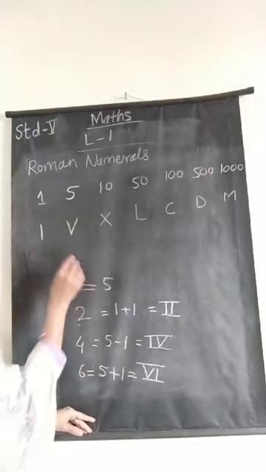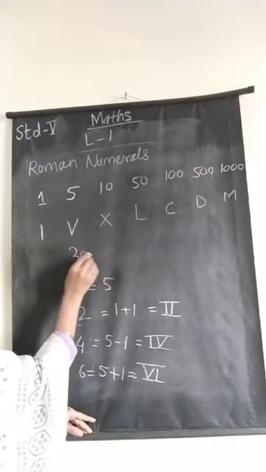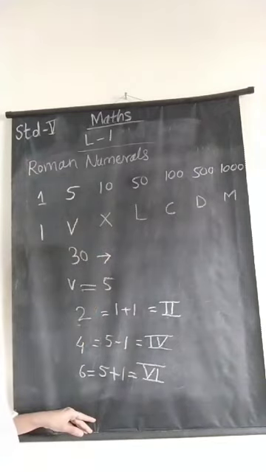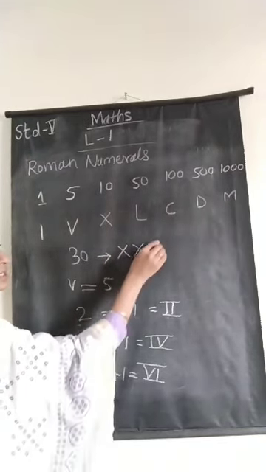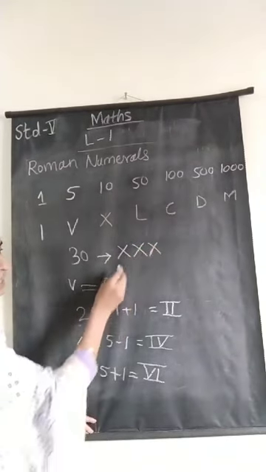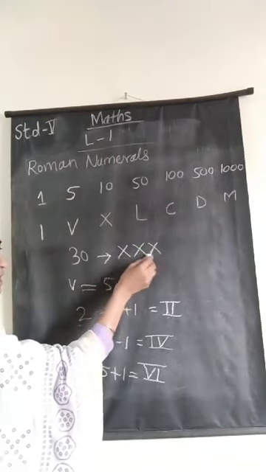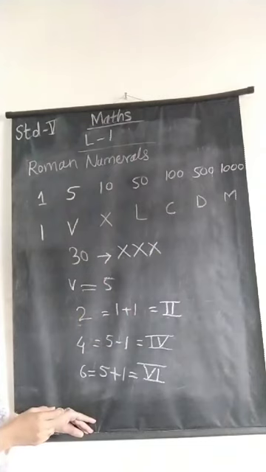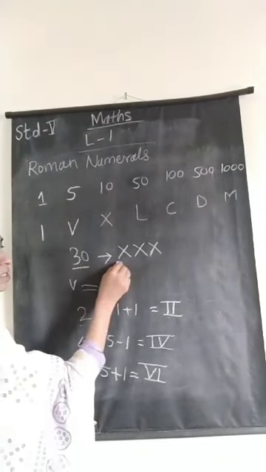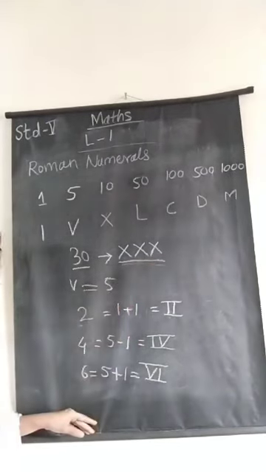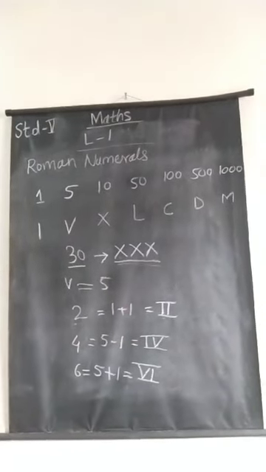How is 30 written in Roman numerals? 30 can be written as triple X. That means X three times: 10, 10, 10, and taking the addition, 10 plus 10 plus 10 is 30. So in Roman numerals, 30 is written like this. Understand how to write the Roman numerals?